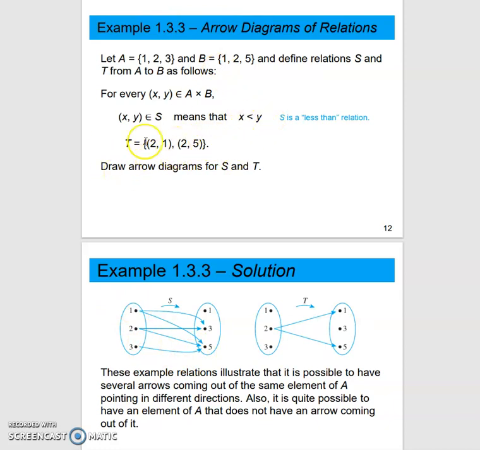Now for T, I just have ordered pairs, (2,1) and (2,5). So I drew 2 to 1, and I also drew 2 to 5. As we can see, you can have several arrows going from the same number, and you can have several arrows going to the same number. In a relation, we can pretty much have as many arrows as we want.